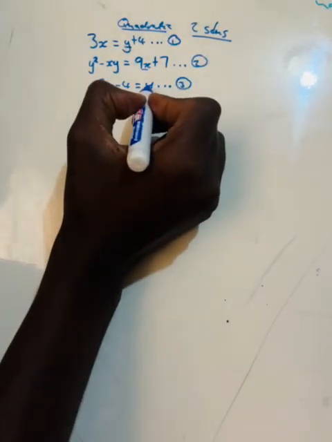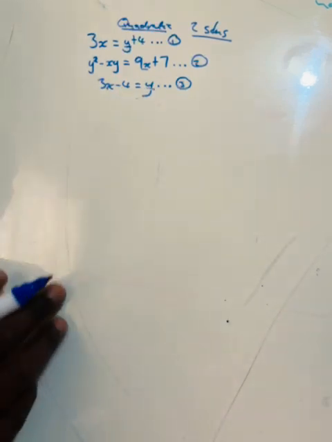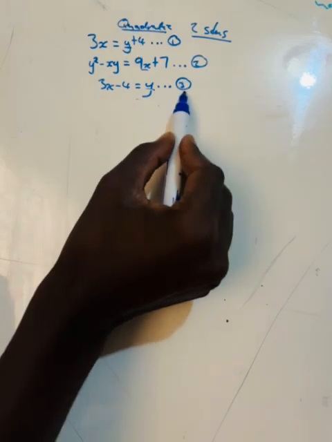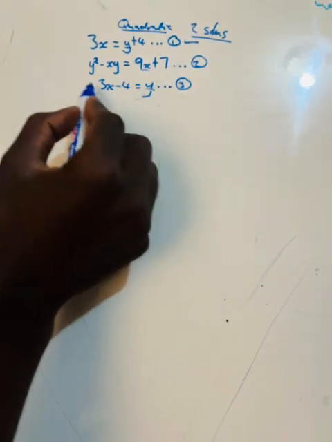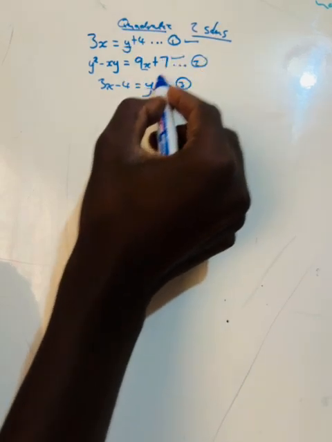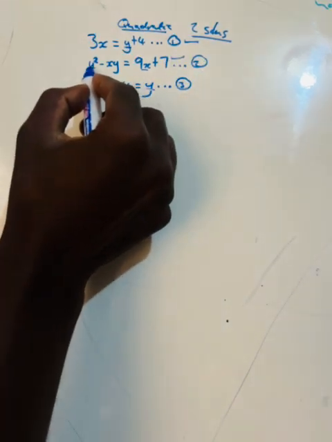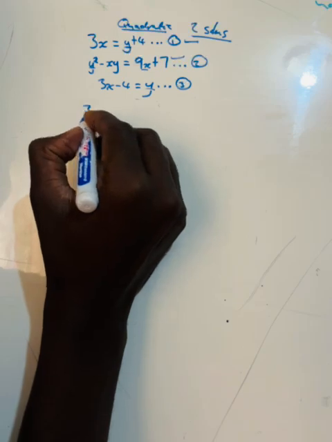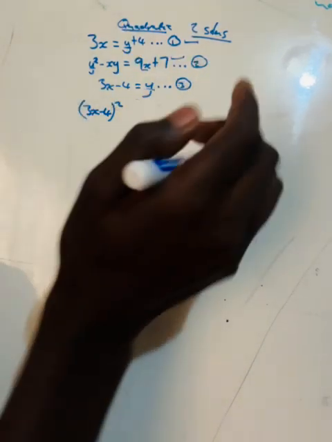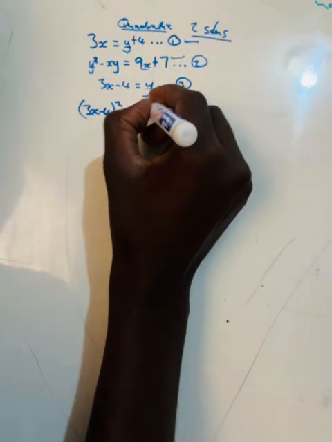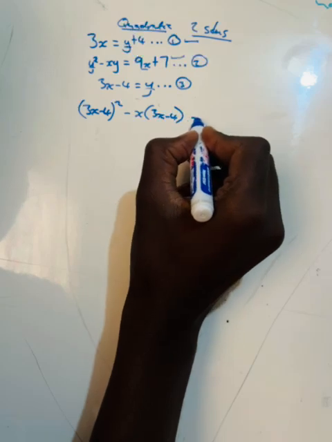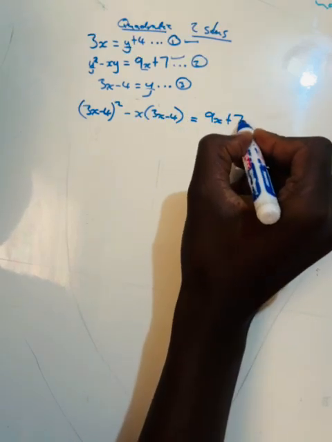So wherever I'm going to find y, I no longer write y. I'm now going to substitute and place 3x minus 4. And since I took this equation number 3 from equation number 1, I'm now going to use equation number 2 to substitute the y's. Wherever I see y, like here, there is y squared. So now I say (3x minus 4) squared. This is the y. Minus x multiplied by, there is y here. Then the y is now 3x minus 4, which is equals to 9x plus 7, like that.